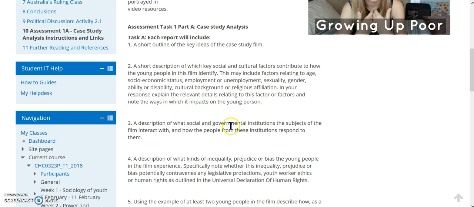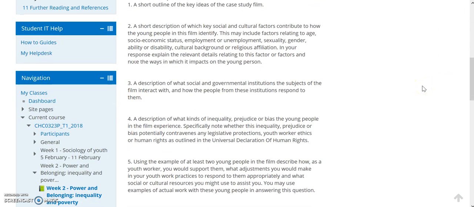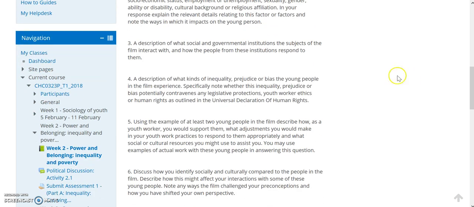A description of social government institutions, subjects that the film interacts with. So here you'll be looking at things like schools or Centrelink or other organisations, maybe juvenile justice or criminal justice procedures, family courts, maybe debtors court, that sort of thing. Any institutions that are mentioned, list those. You only need to write dot points for this one. You don't need to write a sentence.